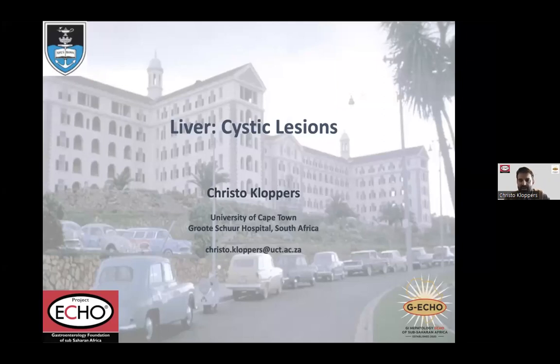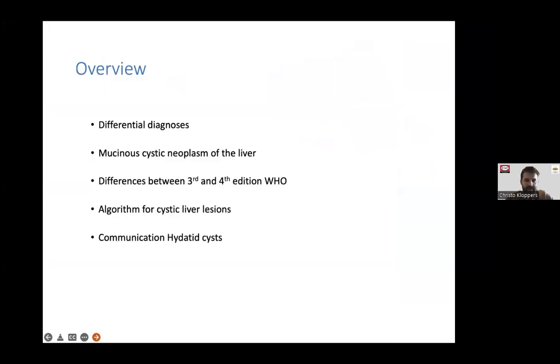I'm going to slowly start. Today I'm going to talk about cystic liver lesions, and we'll go through a couple of scenarios. Let me see if I can get this thing running. In the talk we're going to go through the different differential diagnoses of cystic liver lesions. We're going to stand still a little bit on mucinous cystic neoplasms of the liver, and the differences between recent or fairly recent classifications. And we're going to look at different algorithms for cystic liver lesions.